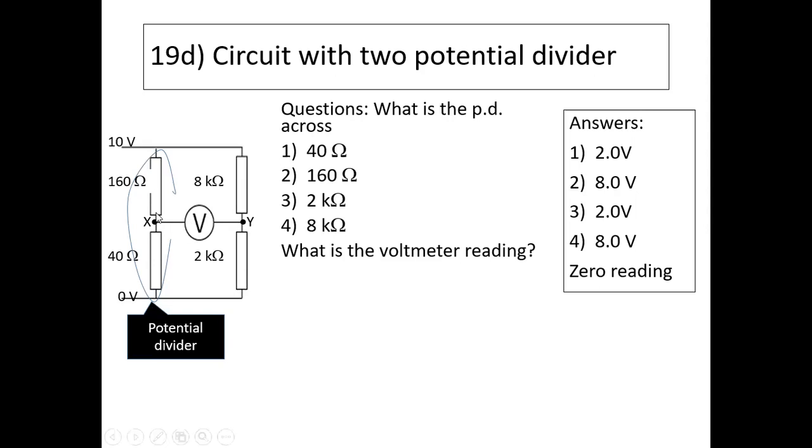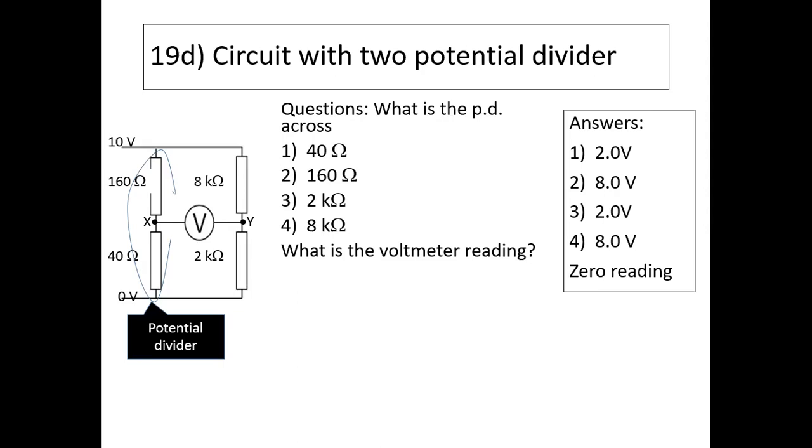Yeah, across X is 2, at X is 2, at Y is 2. So 2 minus 2 is 0. No reading. This is your Wheatstone bridge. Yeah, I don't understand. What is there to understand? 2 minus 2 is 0. What is there to understand?